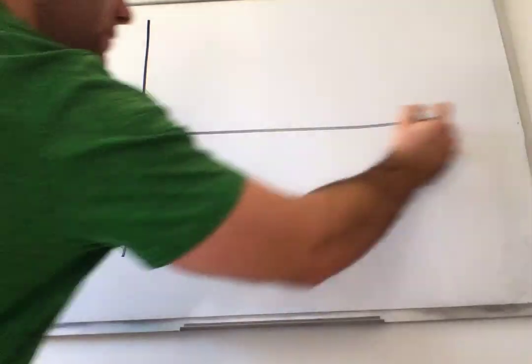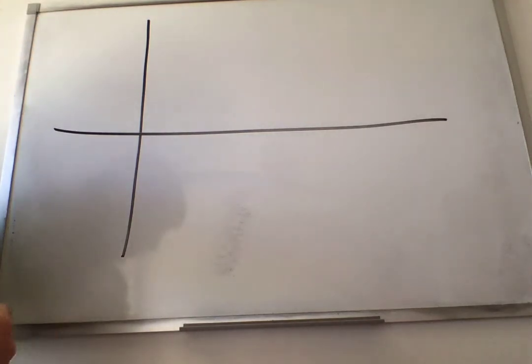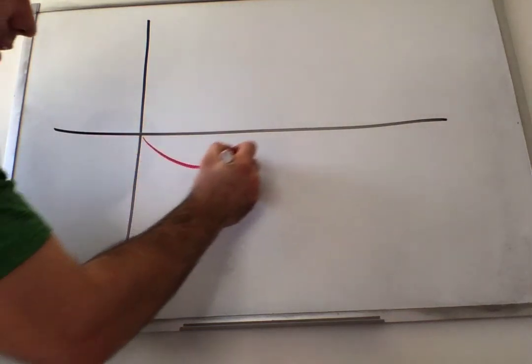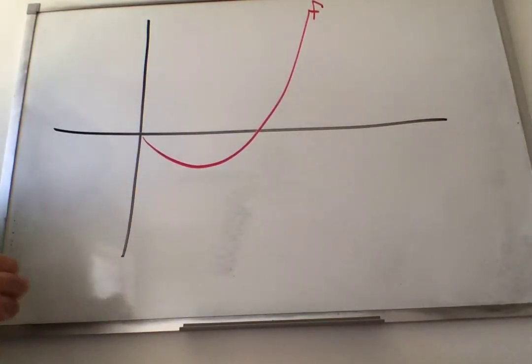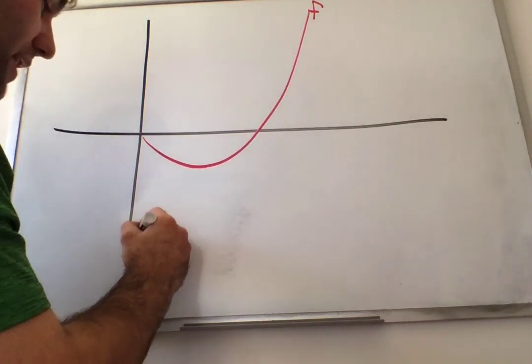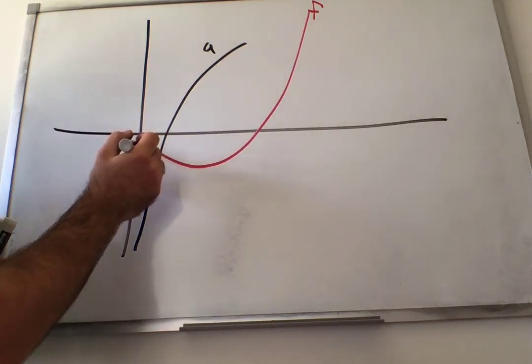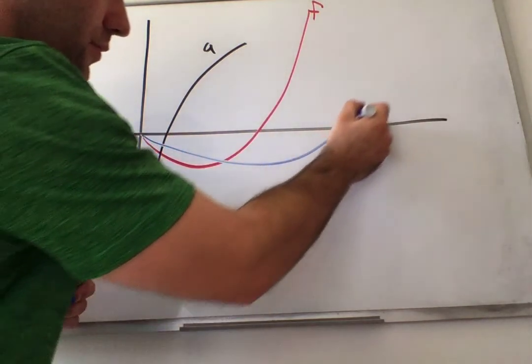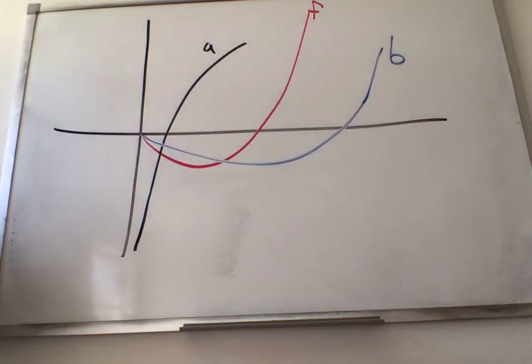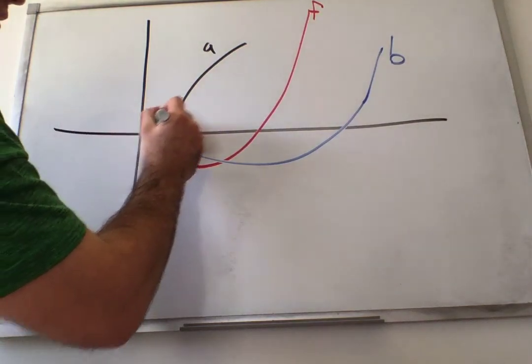They've got some axes like that, and then in the red they have the function f, and it goes something like this. And then let's see, in black they have an answer choice A that goes something like that. Then in blue, they have B, which goes something like this. And then also in green, they have C, which goes something like this.